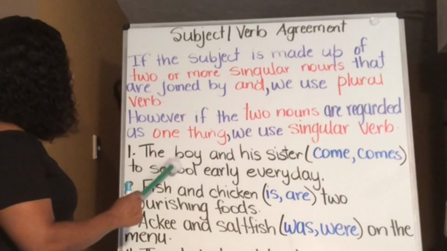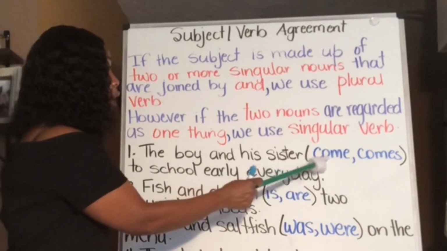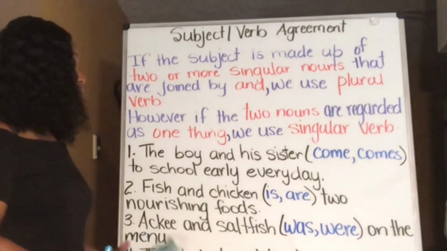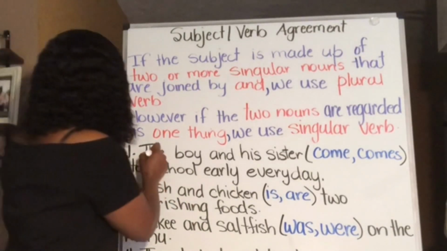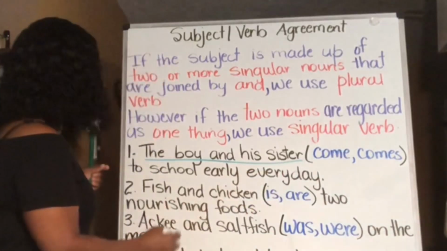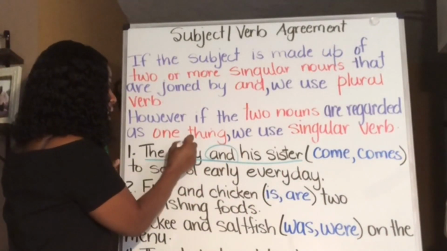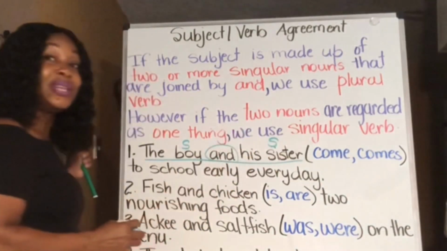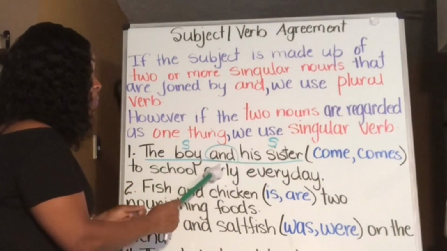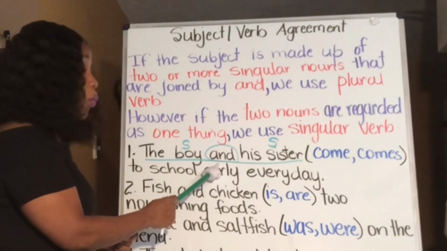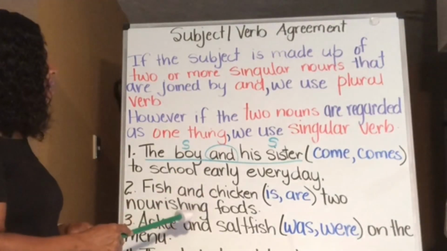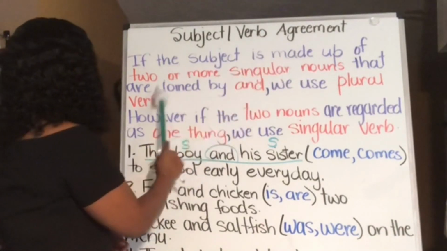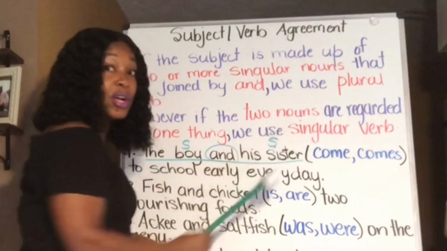It says, the boy and his sister comes to school early every day. Now the subject of the sentence is the boy and his sister. Notice the boy is a singular noun. The sister is a singular noun as well. Both of them are joined by and. When this happens, it takes a plural verb. So when two singular nouns are joined by and, we use a plural verb.